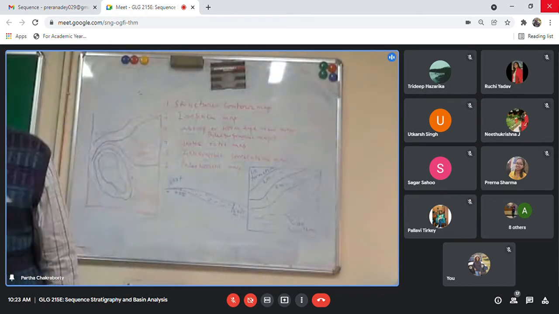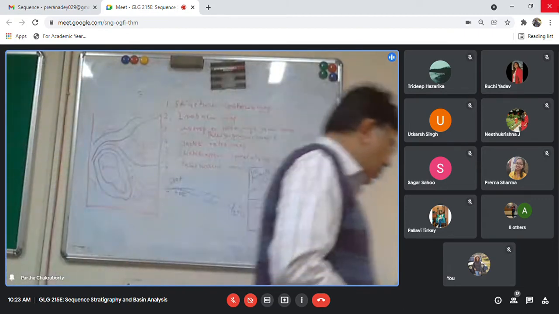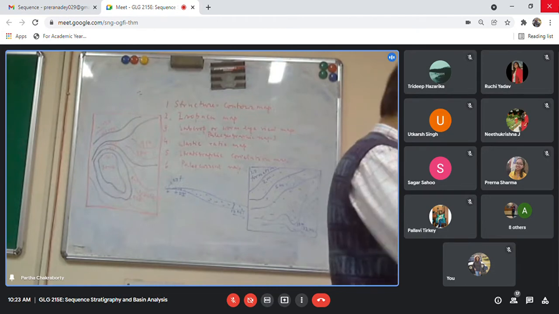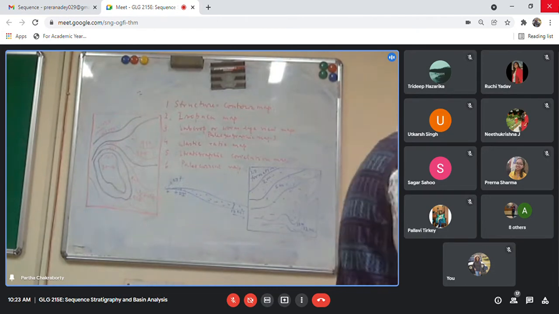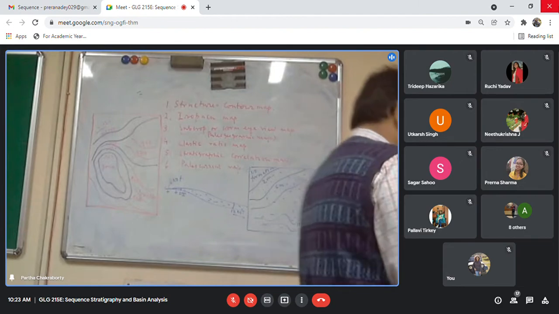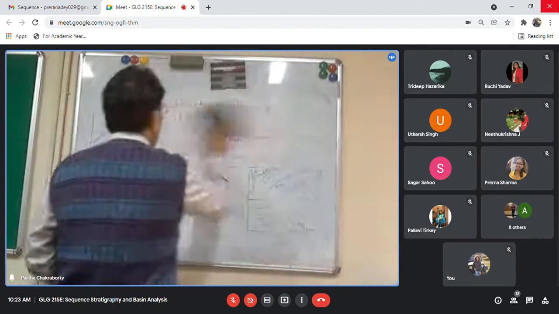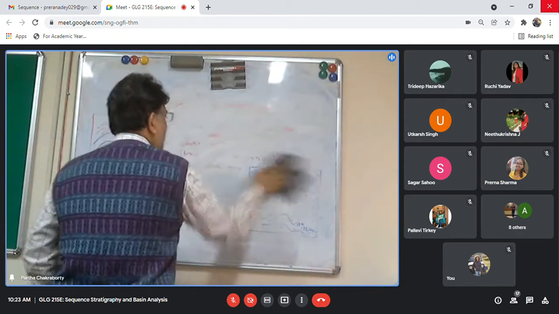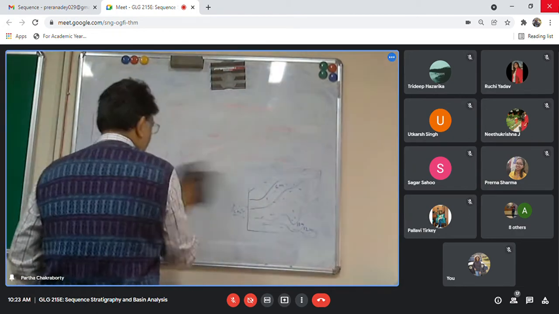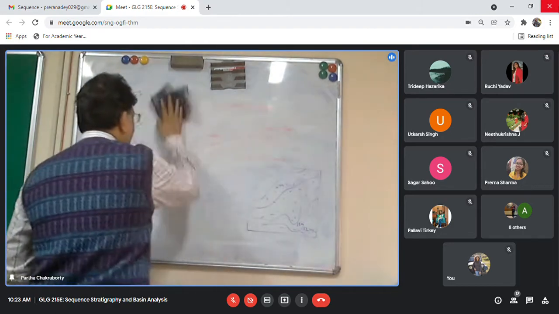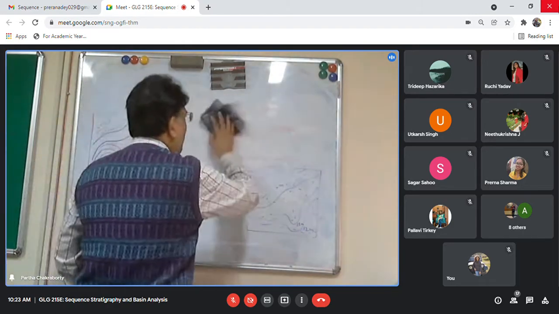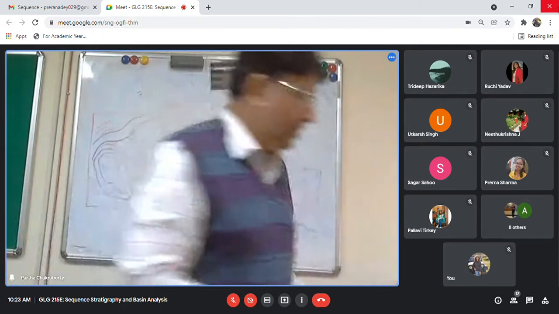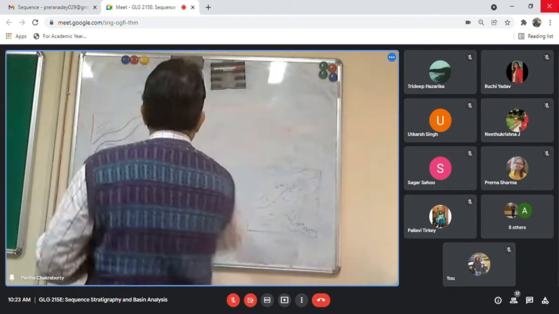Okay, fine. Then we go to paleogeographic map. What is a paleogeographic map? It is seeing any formation from above or below. What does that mean? That I want to make the map at a particular level.